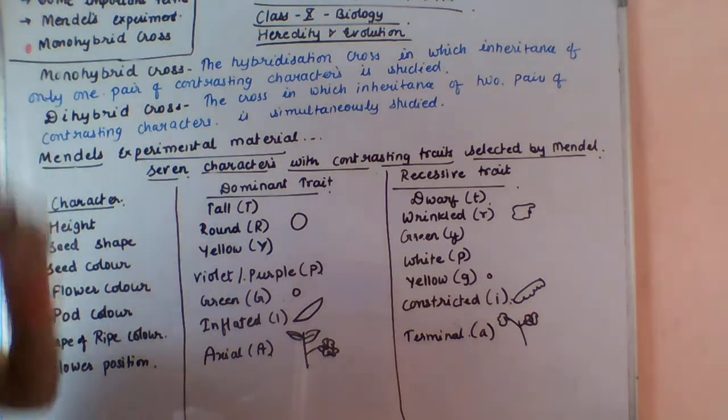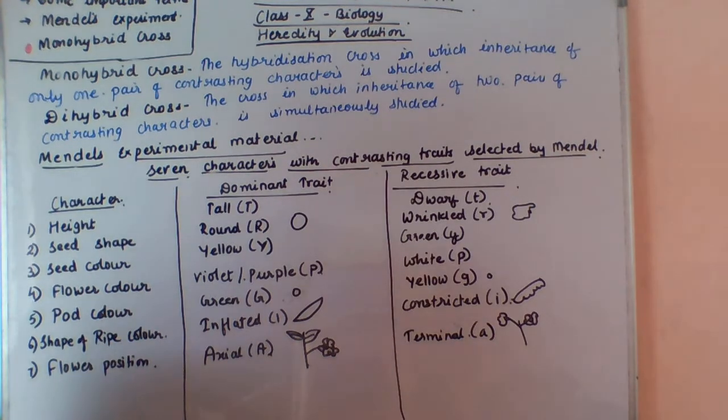By observing these seven contrasting characteristics, Mendel introduced the monohybrid cross. So now I will explain to you about the monohybrid cross.